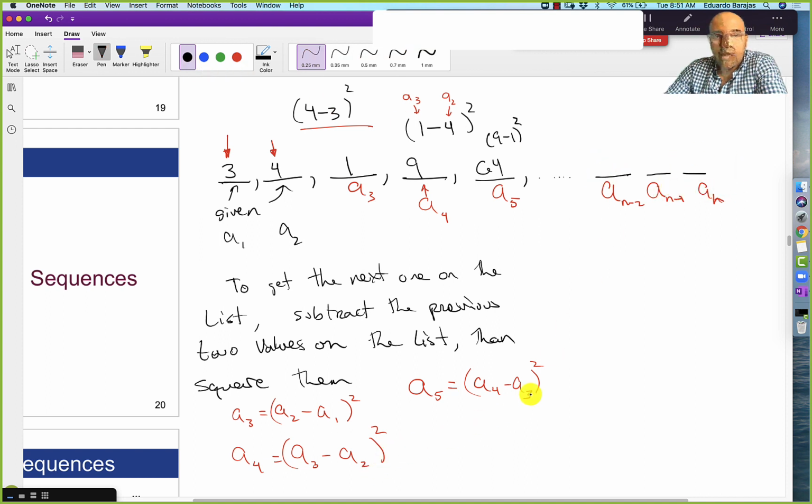Right? And sticking to this formula, the a sub nth value will be found by taking the one that comes right before it, the a sub n minus 1 value, minus the a sub n minus 2 value, and then squaring the whole thing. Any questions about any of this? So this is just an example of what is a recursive one. Obviously, the little rules, the little formulas will all vary, but they all have the same characteristics.